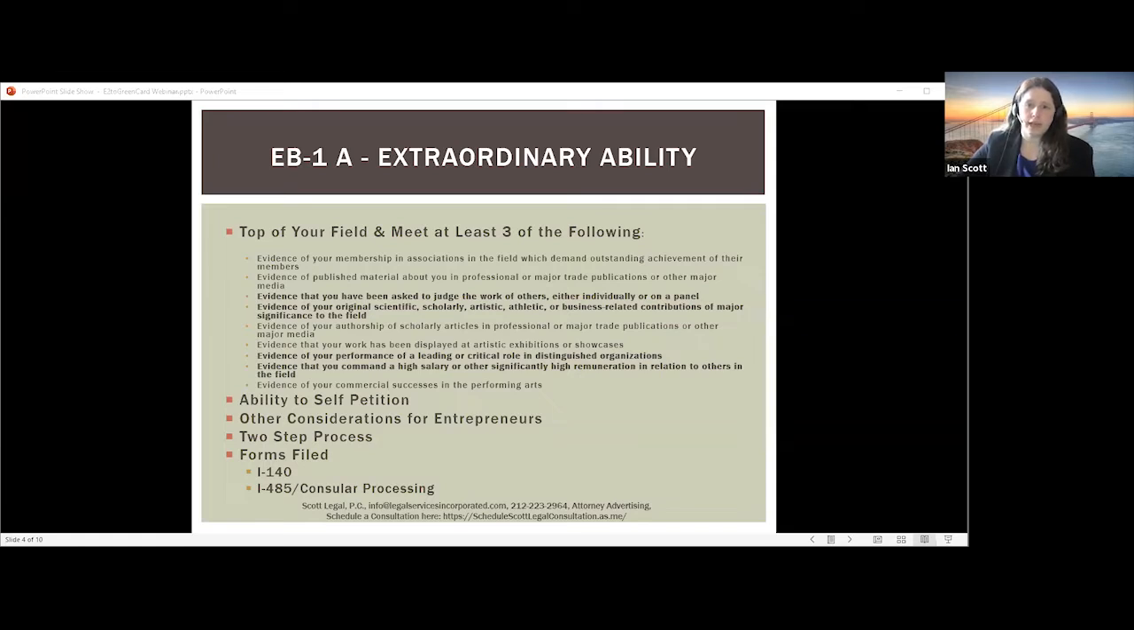It is good to note that, this past year, the current administration has made some policy changes to try to make this category more friendly and more open. For example, they added clarification that for published material about a person in professional or major trade publications or major media, this doesn't actually have to be a printed article. You can submit other forms of evidence, such as transcripts of audio or video coverage. So they expanded that to allow people to include that additional evidence.